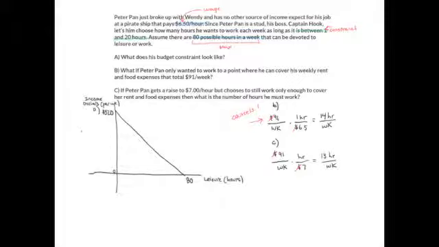So if we go back to the problem, it says that Captain Hook has given us a constraint between 1 to 20 hours of work per week. And the answers we just got are between 1 and 20, so we're good to go.